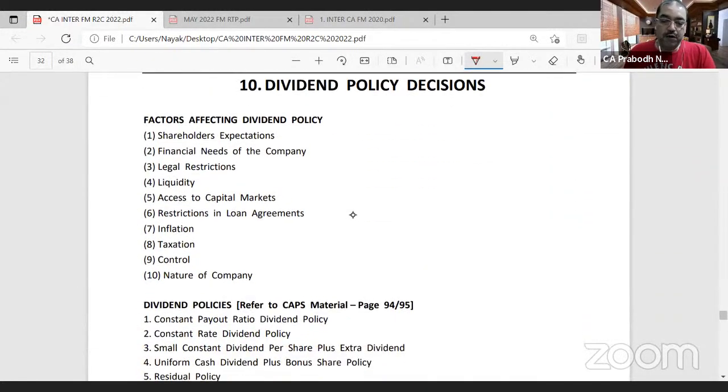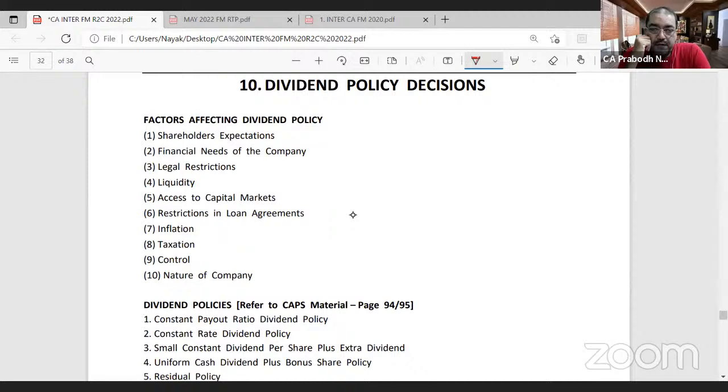Dividend policy, a very important topic. Dividend policy, factors affecting dividend policy. Again, they will ask you a theory question on this. The shareholders' expectation: how much dividend you are going to pay, what dividend policy you are going to have, depends upon how much the shareholder is expecting in the current year.